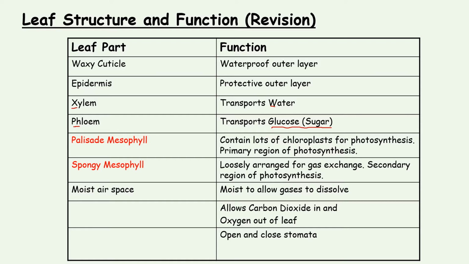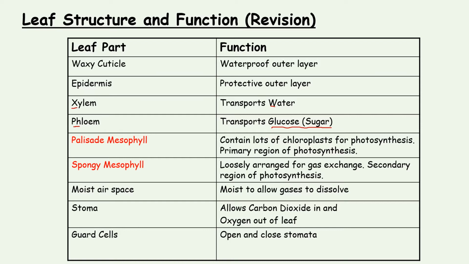Now, your moist airspace is where gases dissolve, so obviously your oxygen and your carbon dioxide. And then your stoma or your stomata allow your carbon dioxide in for photosynthesis, and they allow your oxygen to leave the leaf. And then finally, the thing that opens and closes the stomata is the guard cell. So well done if you managed to get that correct.